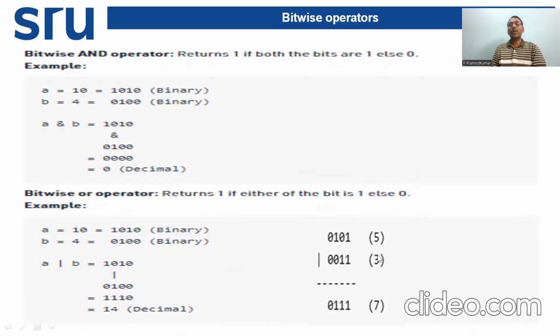So 5 and 3, I'm applying bitwise OR. 1 and 1 are true. Result becomes true. False or true, the result becomes true. Then true or false, the result becomes true. Then false or false, the result becomes false. Doesn't it mean that if any one of them is true, then only the result becomes true? If both of them are false, the result becomes false. If both of them are true, then the result becomes true. Right? That is how this bitwise OR operator works.